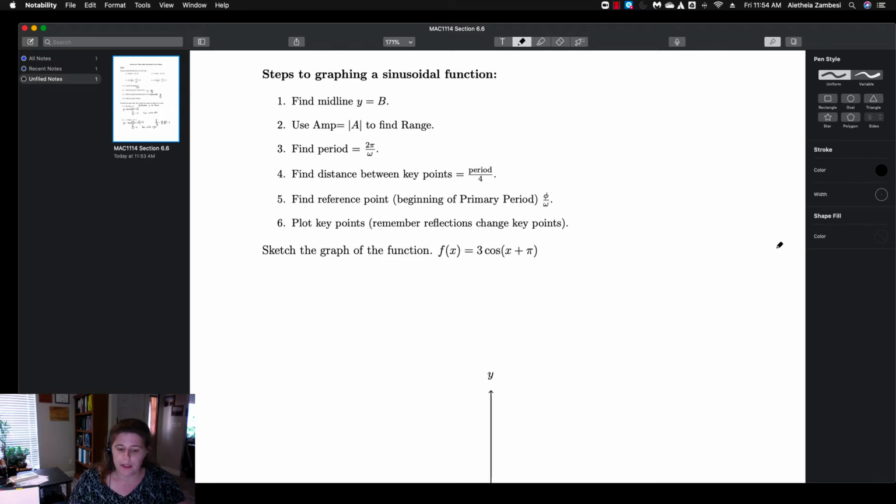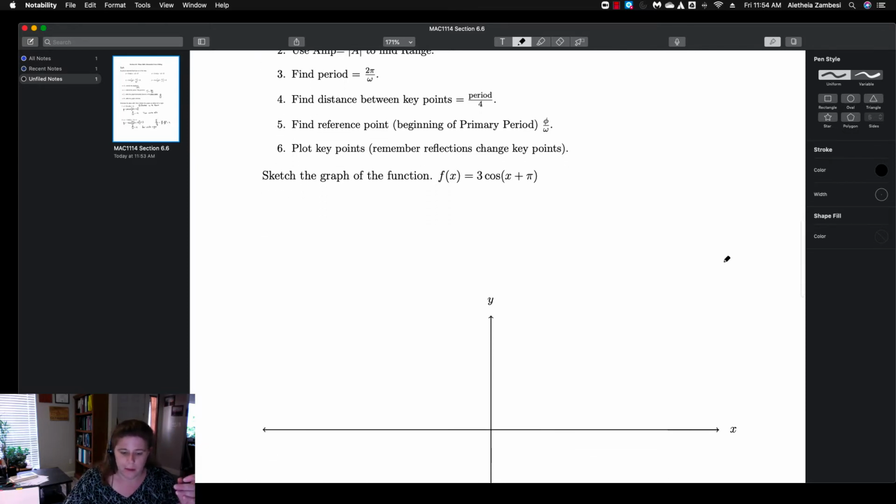And then we are going to find the amplitude, and the amplitude we can count from that midline. So if the amplitude is 5, starting from the midline, we have to go 5 units up and 5 units down. Then we find our period, 2 pi over omega. The distance between the key points in the primary period are the period, whatever the period is, divided by 4, because we have 4 points in that primary period. We'll find our reference point, or where we start the graph, and that's based on our phase shift, and then we will plot the key points.